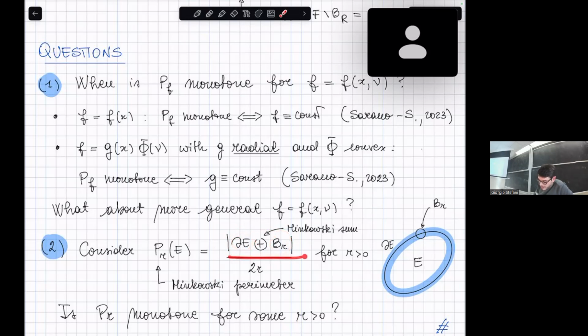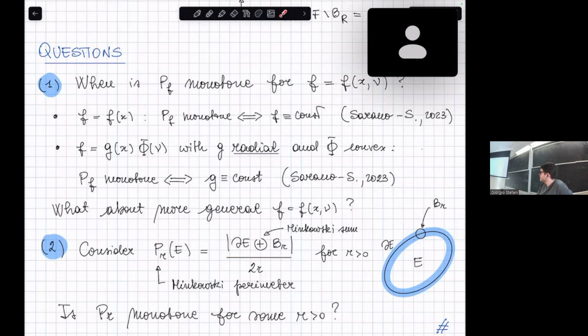And then you divide it by what is the fattening, that is 2r, which is precisely the size of this fattening. This is the so-called Minkowski perimeter, and it's quite useful because it somehow represents something which is close to the usual perimeter, but it's an approximation from a volume point of view.